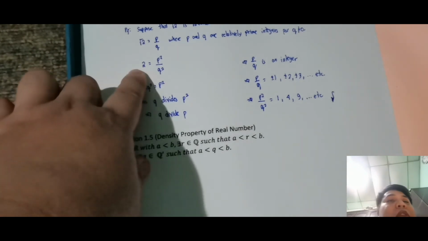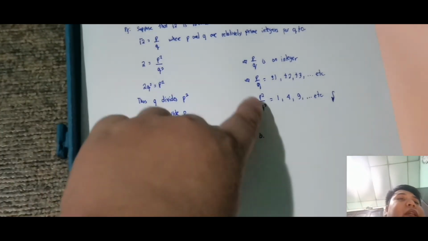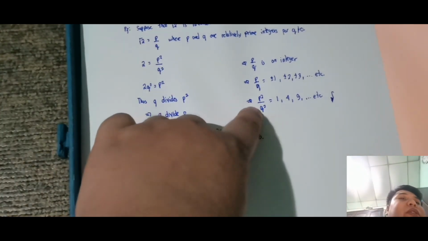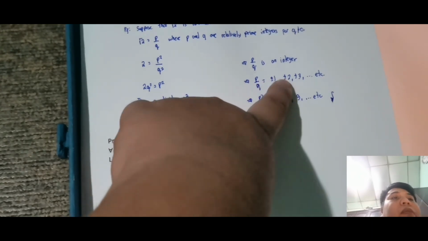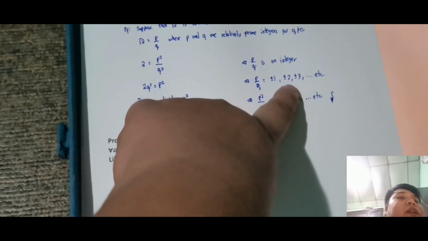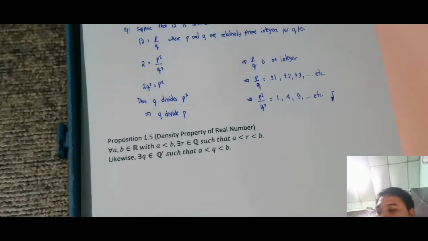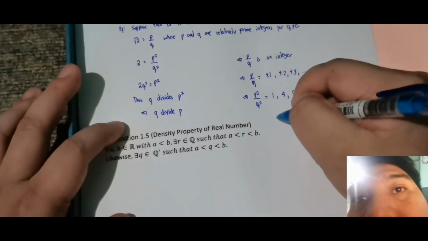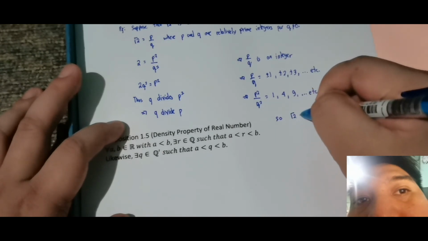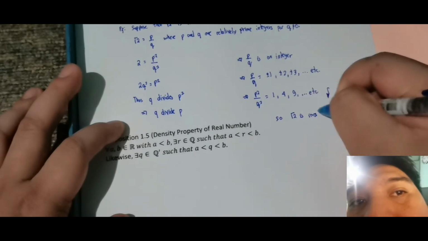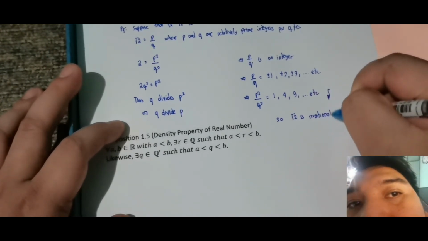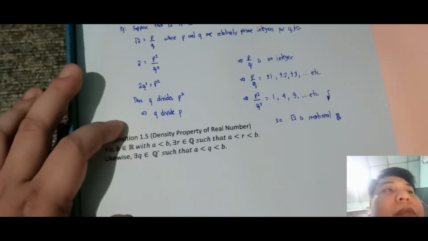Kasi nga dito nga, 2 is equal to p squared over q squared. Anong nangyari dito? Yung square ng p squared over q squared na positive and negative 1, positive and negative 2, positive and negative 3 is 1, 4, 9, 16, 25, something, etc. Okay, so therefore, square root of 2 is irrational. Okay, and that is done.